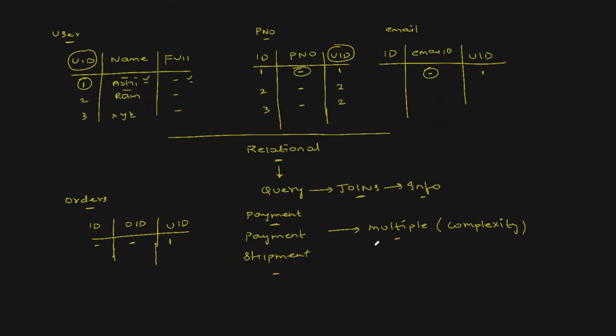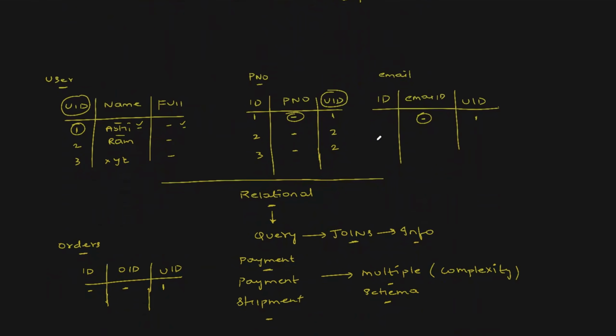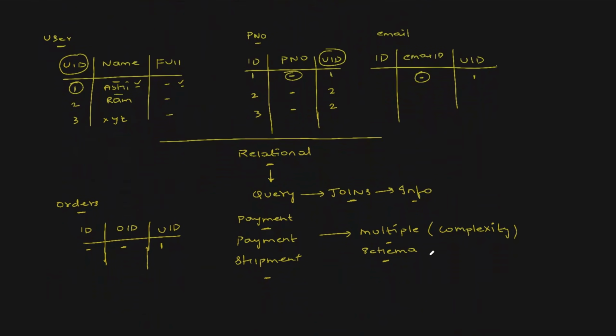Additionally, with relational databases, schema is very strict. That means, in this case, if a user has two phone numbers, you cannot store both the phone numbers within the same column. So that's why you ended up creating a new table. So this way, because the schema is very strict, whenever there is new data, you end up creating a new table, or you end up altering an existing table within the database.